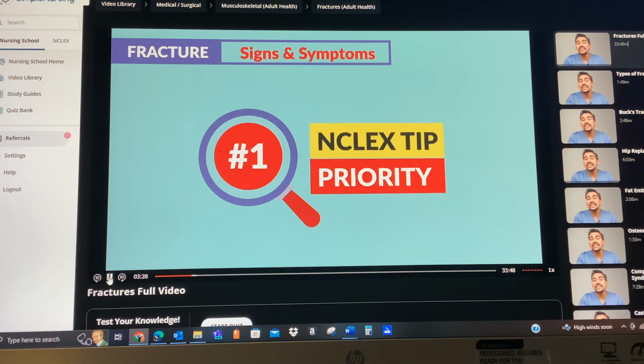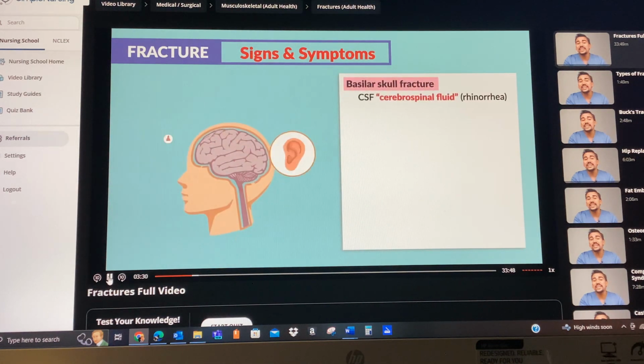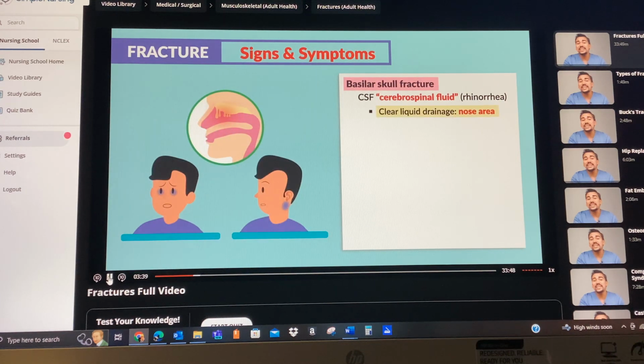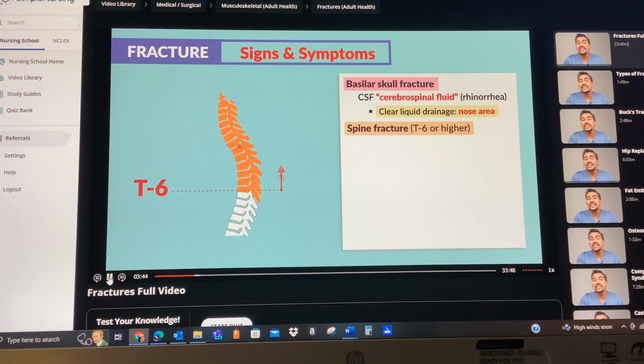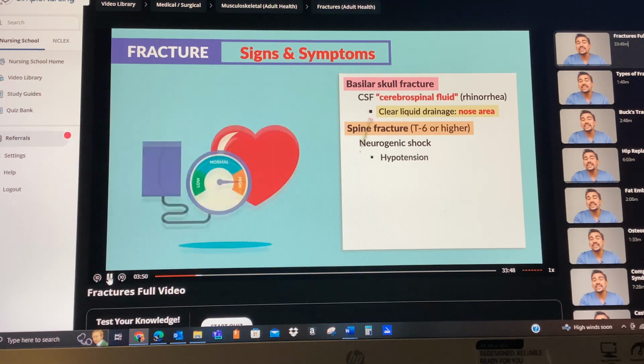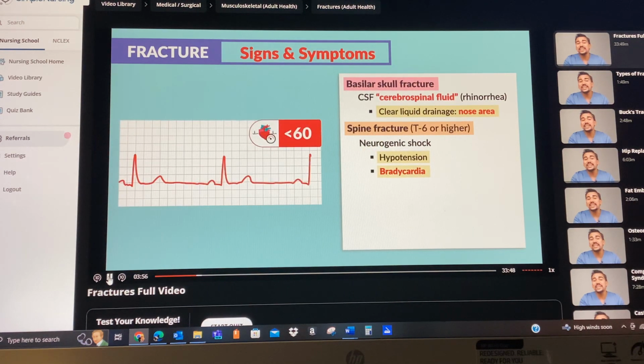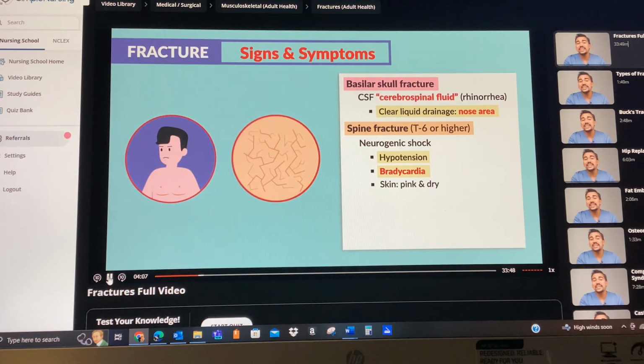Now switching gears here for some NCLEX priority findings on who to see first. So write down these key terms here. For a basilar skull fracture, we see CSF, that cerebrospinal fluid, draining from the nose. This is called rhinorrhea. So key terms, clear liquid drainage from the nose area. This is a priority patient. Now for a spinal fracture that is T6 or higher, we want to make sure to monitor for neurogenic shock. Look for hypotension with any type of shock, as well as bradycardia. Write that one down. Because typical for shock, we'll see tachycardia, but not for neurogenic shock. Bradycardia is the biggest indication for a spinal fracture, as well as skin that is pink and dry.